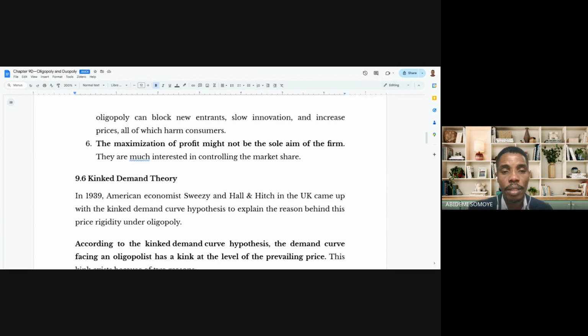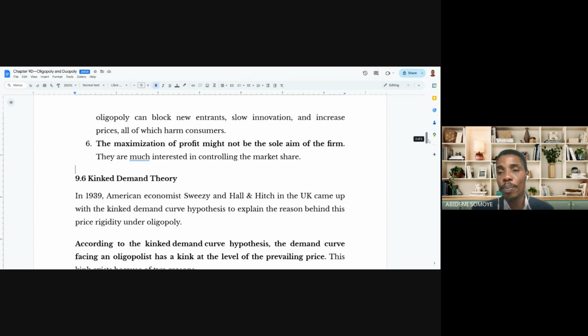So profit maximization might not be their short run goal. Of course, that might be their long run goal, but one of their major goals is to ensure that they gain control of the market, because it will translate into profit in the long run.